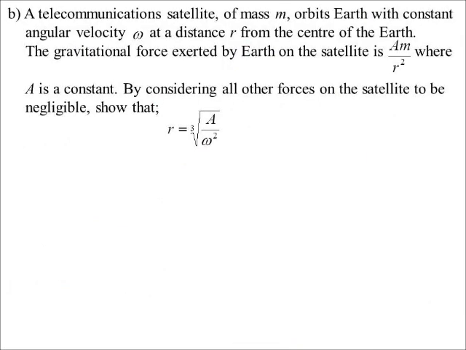One of those pesky satellites up in orbit at some disputable radius. We'll just call it R, makes life easier. Constant velocity, and gravitational force at that point is am on r squared. a is some constant. We need to show that r is the cube root of a on omega squared. Good old Bob. Bob the satellite this time.